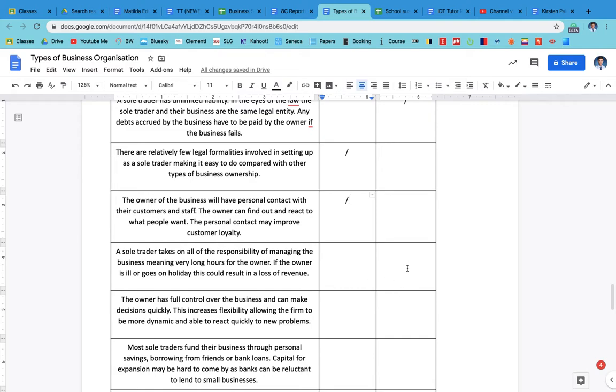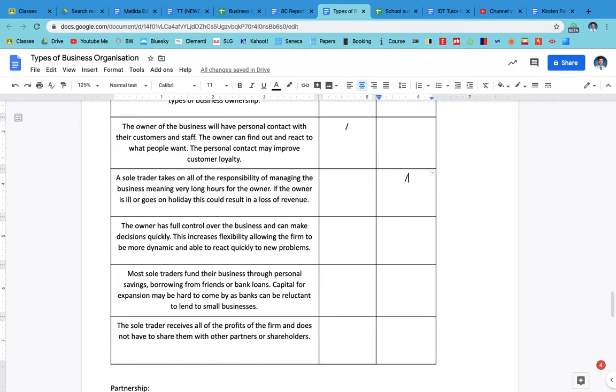If the owner goes ill, this could be a loss of revenue. That's obviously a disadvantage because there's nobody to rely on. You're kind of working for yourself. You're the owner. The owner has full control over the business. That's an advantage, as we've already said.